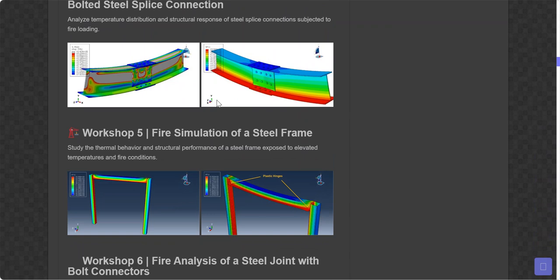For engineers working in civil and structural engineering, the package includes several fire engineering projects. You learn how to analyze steel frames, bolted connections, steel beams, reinforced concrete beams, hollow core slabs, timber structures, and composite material under fire conditions using advanced thermal and coupled thermal stress analysis.